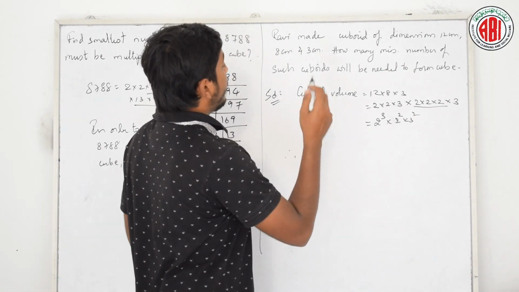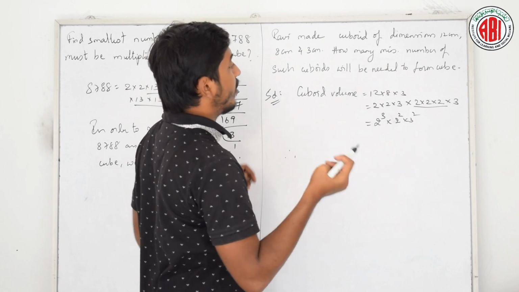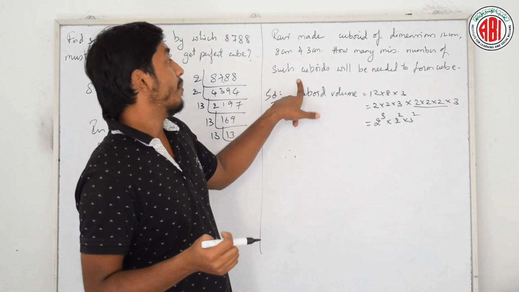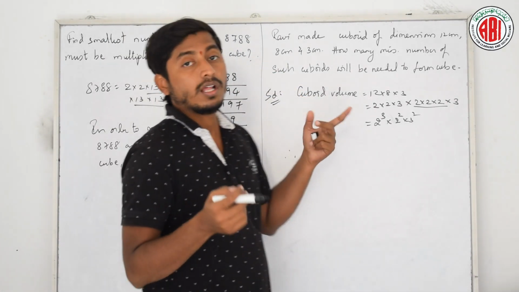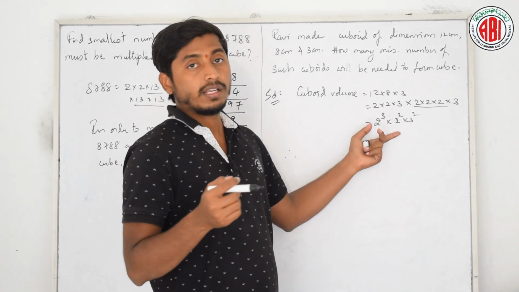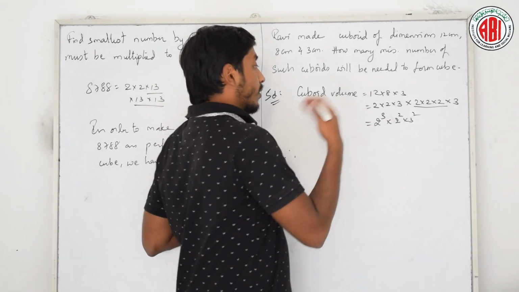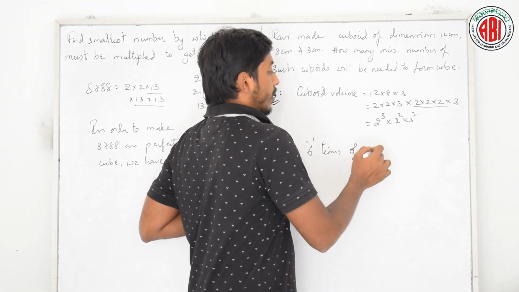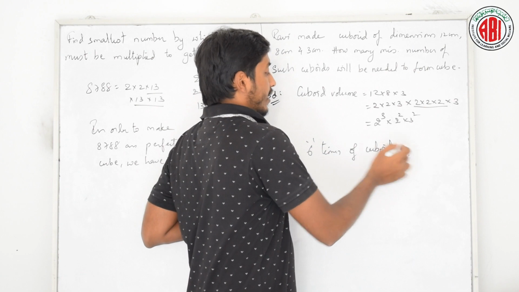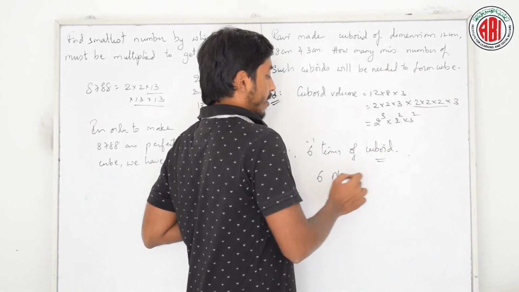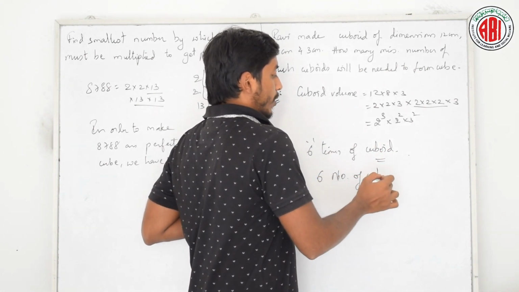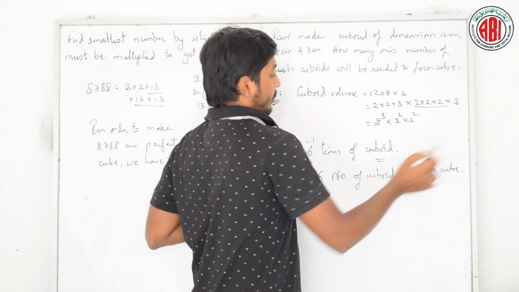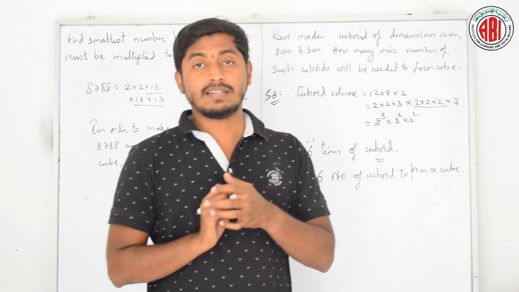Therefore, how many minimum number of such cuboids will be needed to form a cube? How many number of cuboids will be needed to form a cube? How many do we need? That is, we need 6 times of cuboid. That is, we need 6 number of cuboids to form a cube. Is it clear? Is it easy to understand?